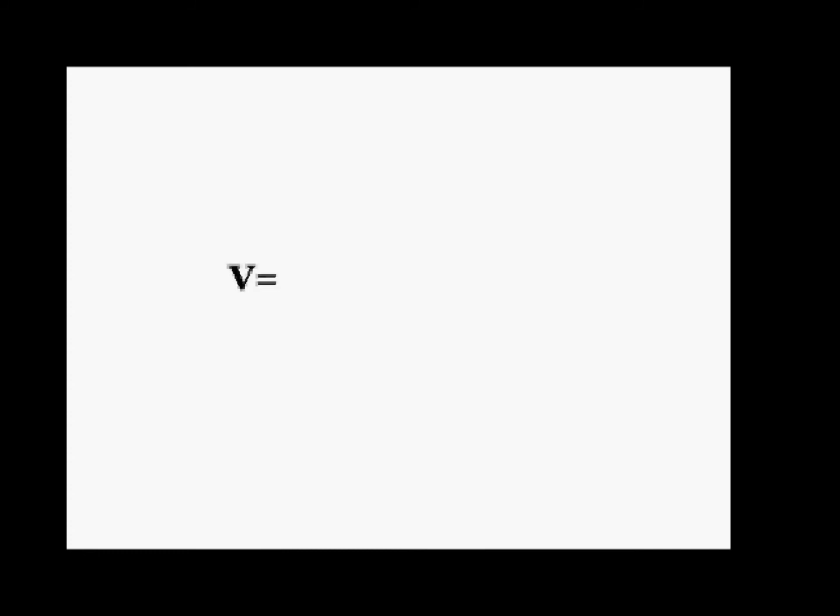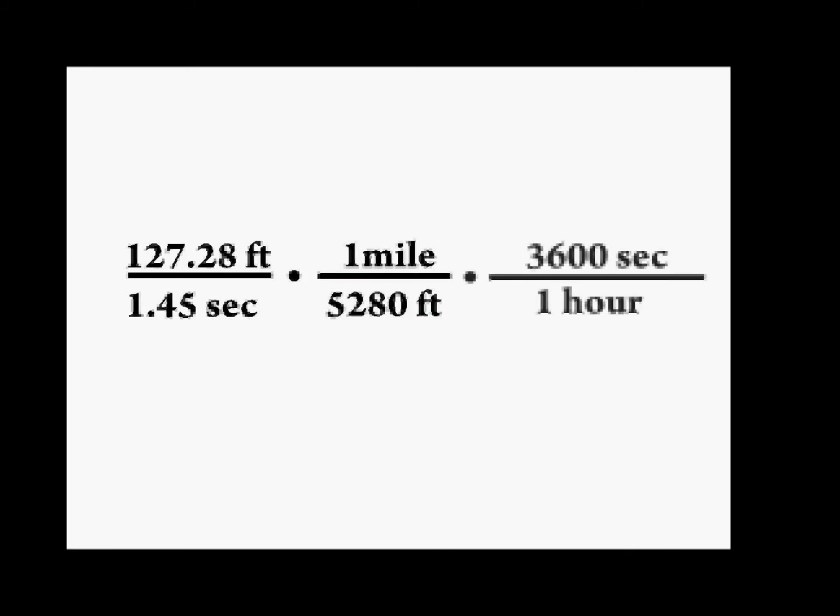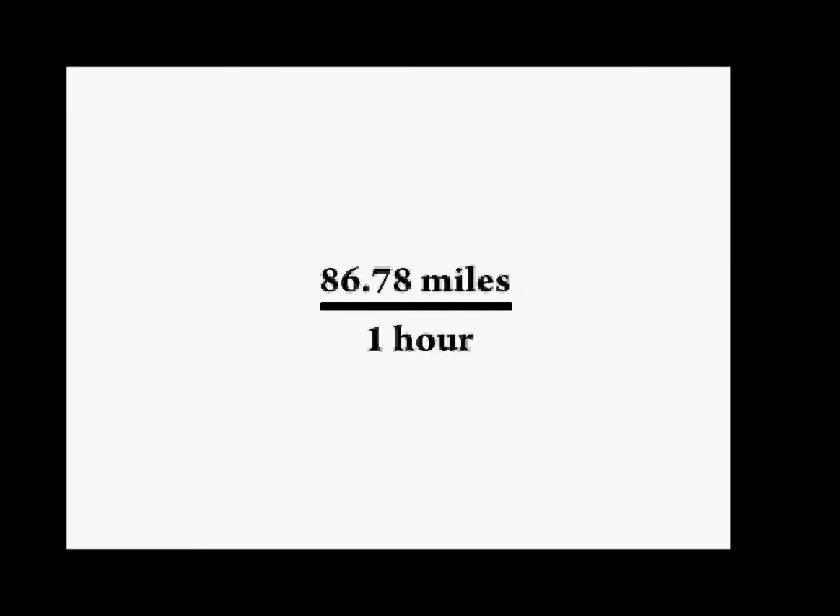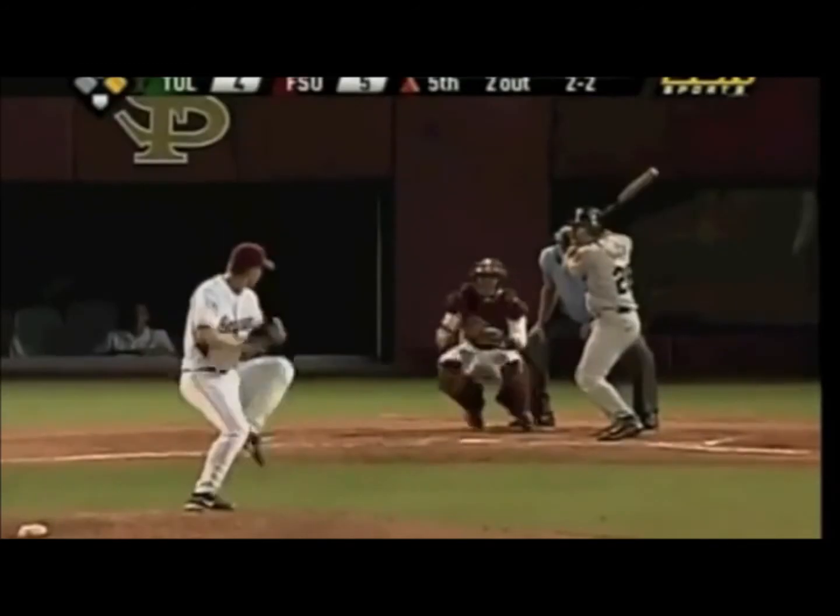We have our time and distance, so we'll plug that into the velocity equation to find out that the velocity a catcher has to throw the ball is 127.28 feet divided by 1.45 seconds. To put that in a Major League standard of miles per hour, we'll multiply by 3,600 seconds in an hour and divide by 5,280 feet in a mile to get 86.78 miles an hour, to get the average runner out with an average pitcher with an average pitching speed and an average motion.